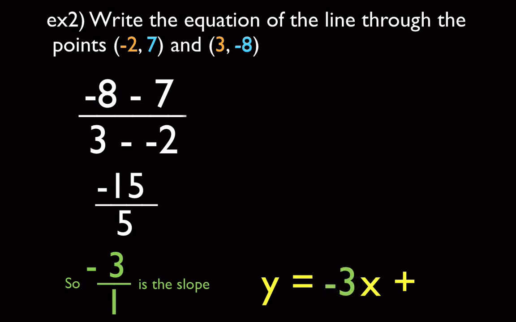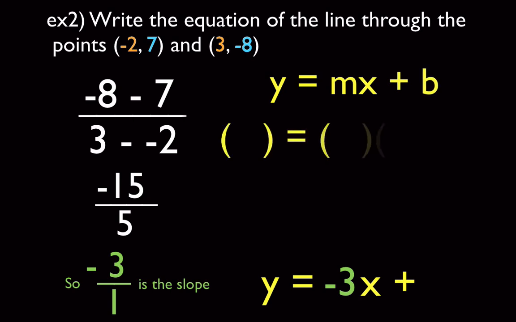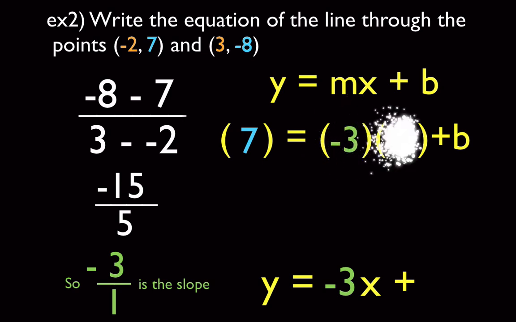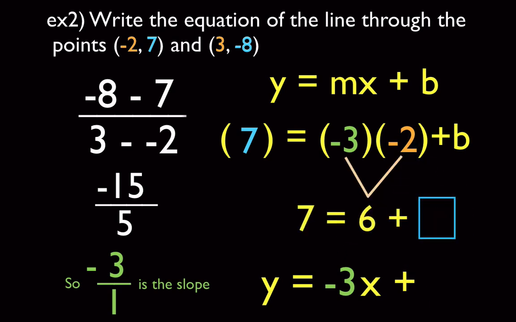Now we're going to take that -3 along with either one of those points that looks easier to us, and we're going to plug it in. I decided to go with a 7 just to make it simpler in my opinion, and m is -3 and x is -2. Next step is to multiply those two together, which gives us 6. And if I think of 6 plus something equals 7, then that something has to be +1.